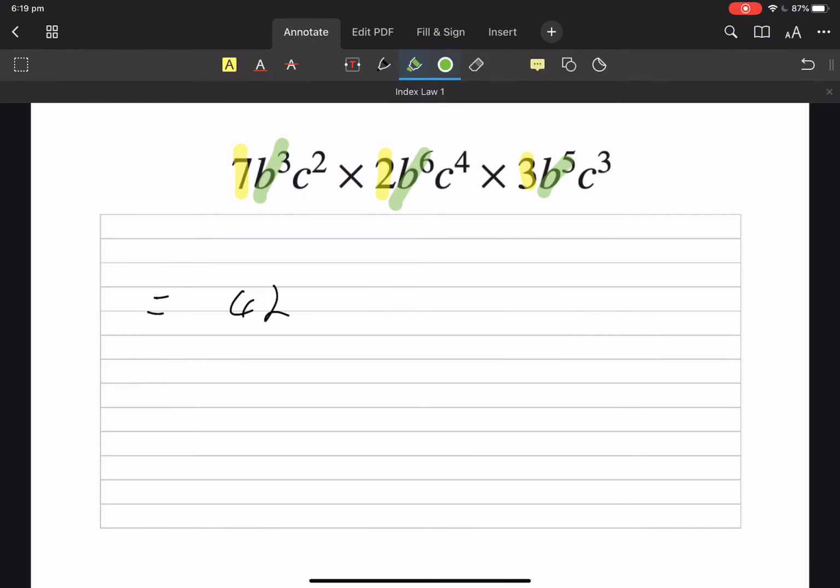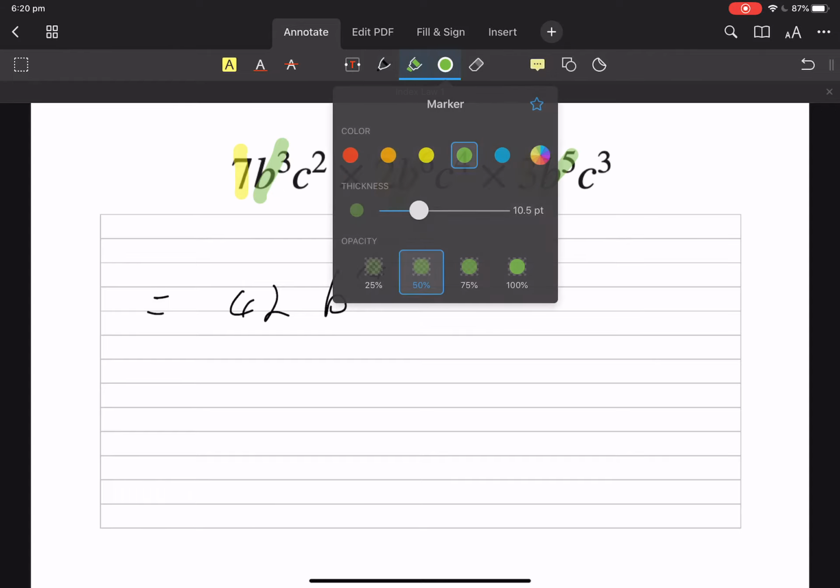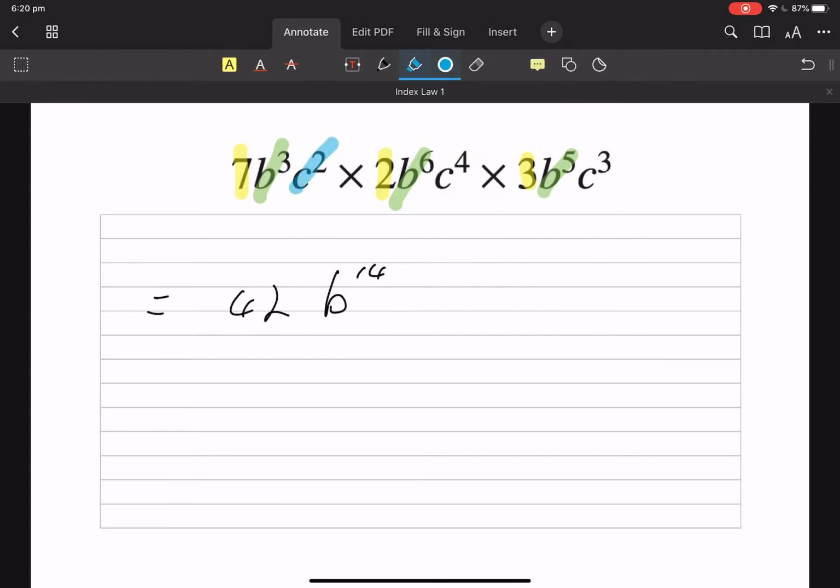B's. My gosh, how many B's do we see? 3 and 6 is 9 and 5 is 14. Let's pick blue. How many C's do we see? 2 and 4 is 6 and 3 is 9. How easy is that? Get into that textbook and go do some practice.